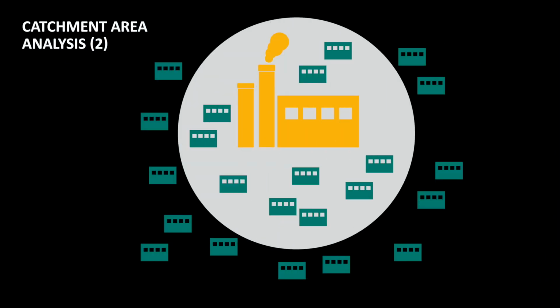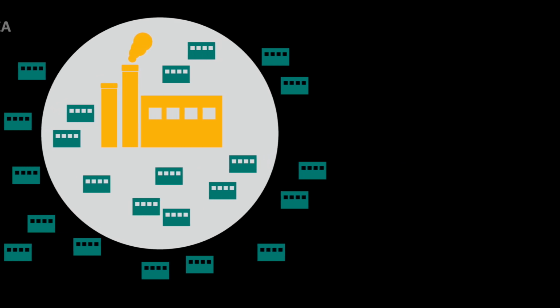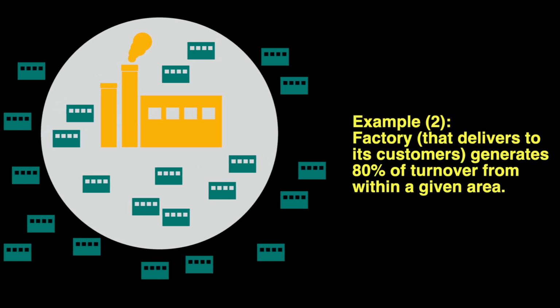The same principle can be applied to suppliers that deliver their product, as opposed to customers that come and pick it up from a store. So in this example, we have a factory that delivers an input to other customers. We can ask the same question: what is the smallest area within which that factory generates 80% of its turnover? That we can describe as the factory's core catchment area.